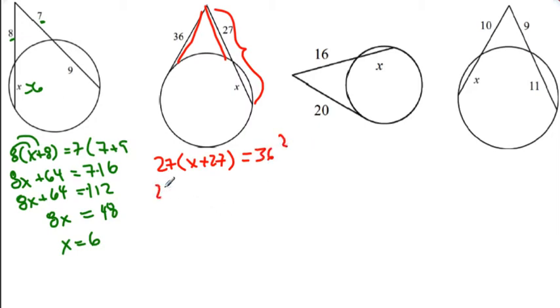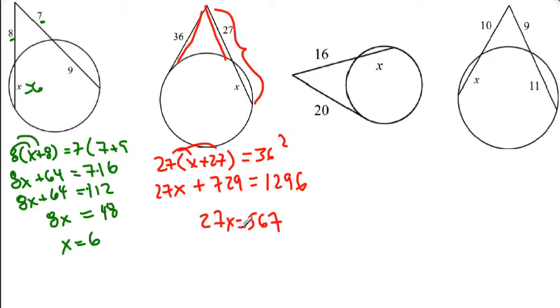Distributive property: 27x plus 27 times 27, 729. 729 equals 1,296. Sorry, I had to do that in my head here. We get 27x, subtract 729 from each side. We get 567. Divide by 27. X is going to equal 21 for that one. Easy enough.